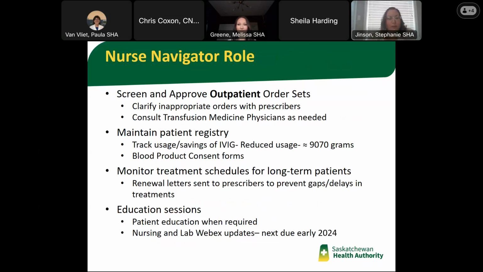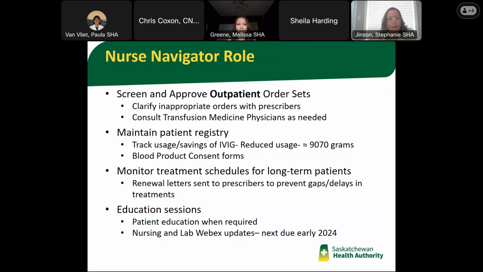So Melissa and I, what do we do on a daily basis? We screen and approve outpatient order sets. So when we receive an order set to our inbox, we clarify that the doses are appropriate. So that's appropriate by indication and appropriate by orders. If we have any inappropriate order sets that come to us, we will reach out to the prescriber and ask for clarification regarding that. If we have any major concerns, we will consult the transfusion medicine physician on call and ask for their assistance as well. We maintain that patient registry.